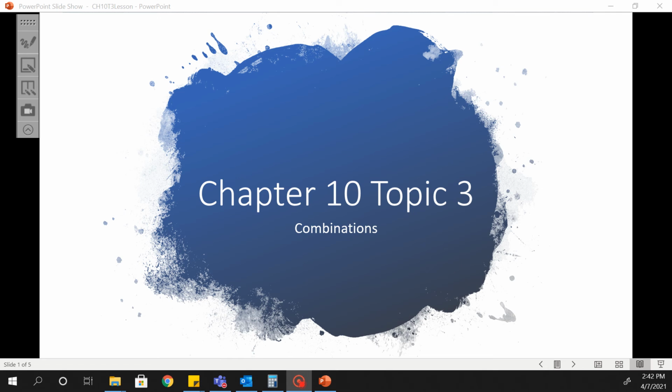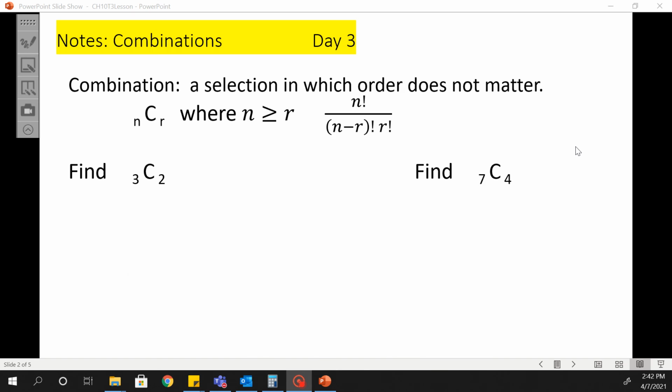Today we're going to be looking at combinations, Chapter 10, Topic 3. Combinations are similar to permutations, except the order doesn't matter. A combination is a selection in which the order doesn't matter. So what does it mean for the order not to matter? This would be N combine R, where N is the total number of elements, and R is the number of them we want to use.